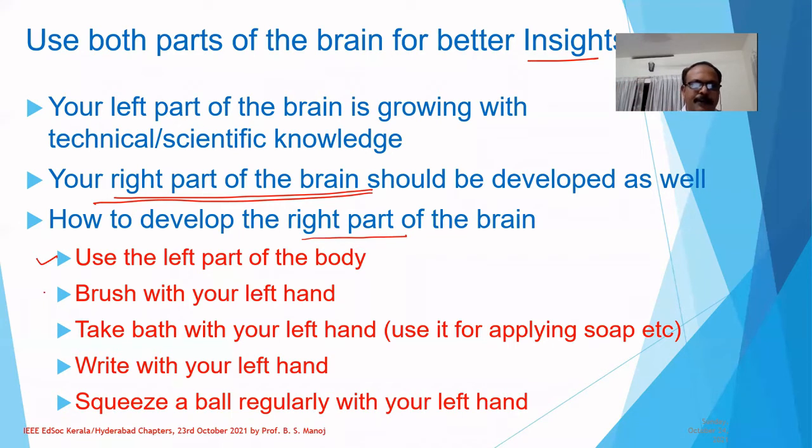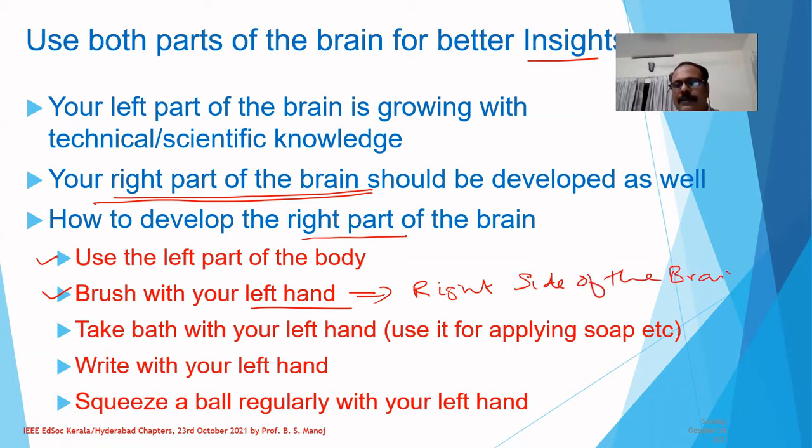Say for example, you can brush with your left hand. This is actually going to help the right side of your brain. So you will actually bring a better neuronal connectivity in the right side of the brain if you work with the left hand, left leg, left side, and so on.